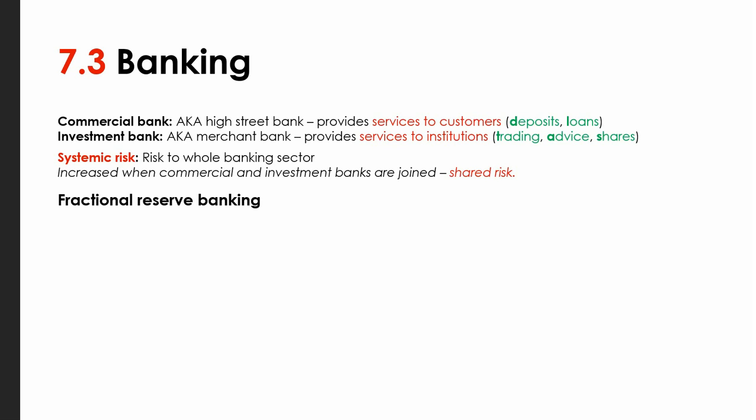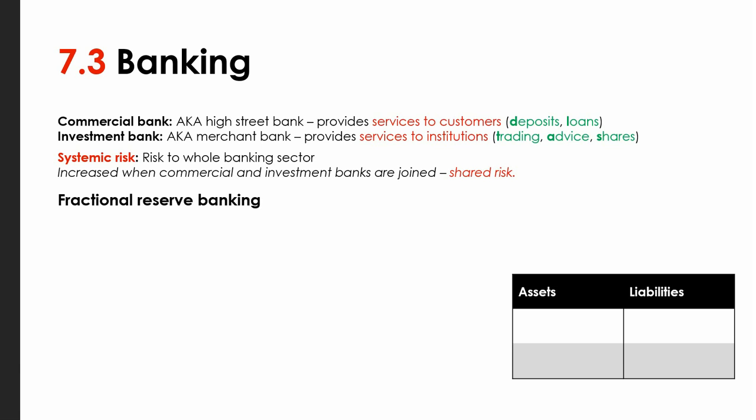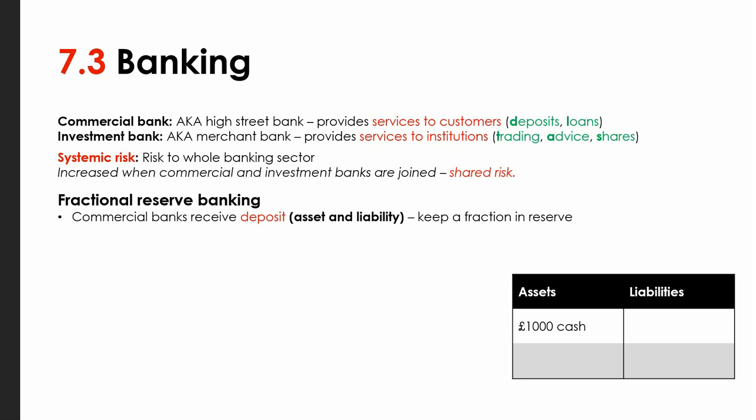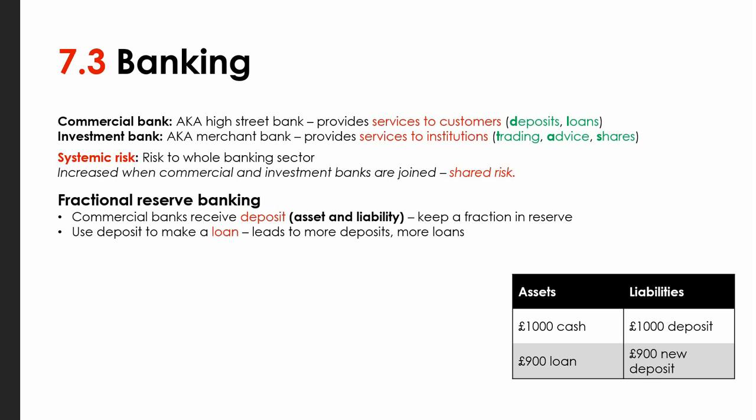Banks create money using a process called fractional reserve banking. Here's the idea. Commercial banks receive deposits from consumers. Deposits are an asset because they've got cash, but also a liability because they're going to have to pay it back to the consumer. They'll keep a fraction of that deposit in reserve, but the cash they've got, they can now lend again. They can use that deposit to make a loan, and that loan will be credited to somebody as a deposit. So when they make that loan, they've effectively created new money.